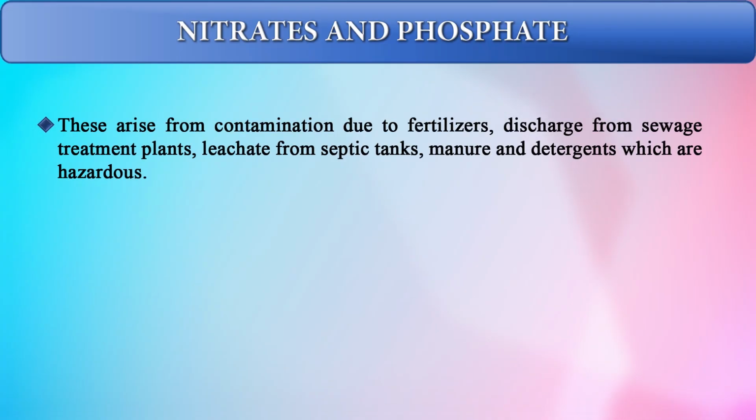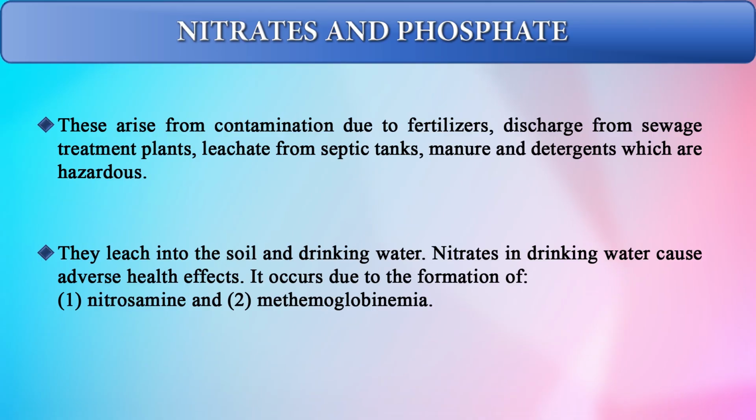Nitrates and phosphates. These arise from contamination due to fertilizers and discharge from sewage treatment plants. Also leachate from septic tanks, manure and detergents can all be hazardous in nature. They leach into the soil and the drinking water. Nitrates in drinking water can cause health effects even among newborn children, and that disease is referred to as methemoglobinemia.